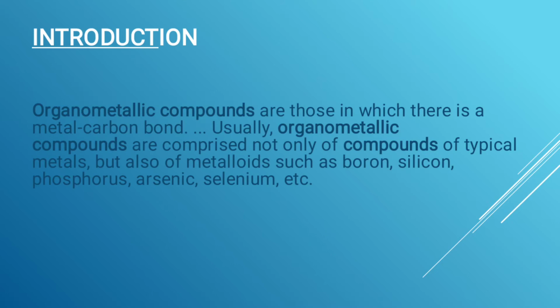Introduction. The definition of organometallic compounds: they are those in which there is a metal-carbon bond, or carbon is directly bonded to the metal. Usually, organometallic compounds comprise not only compounds of a typical metal but also of a metalloid such as boron, silicon, phosphorus, arsenic, selenium, etc.